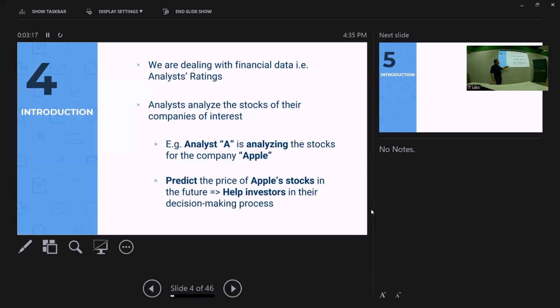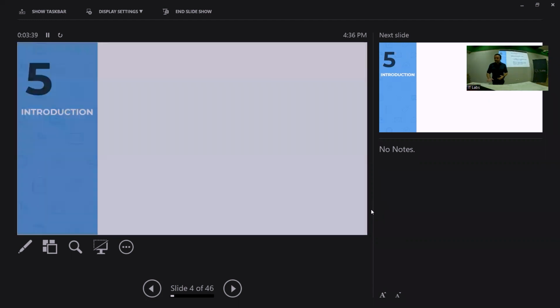And for example, analyst A is analyzing the stock for the company Apple. So he's giving, according to his knowledge and the data he has, so he's giving this prediction. So why is this important? Because for the investors or people who are in the financial world, they can use these analyst ratings in order to somehow predict the trend of the given stock, or Apple stock, for example, in the future. Actually, it will help in decision-making process of investors.